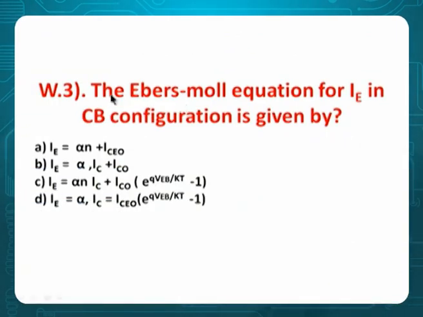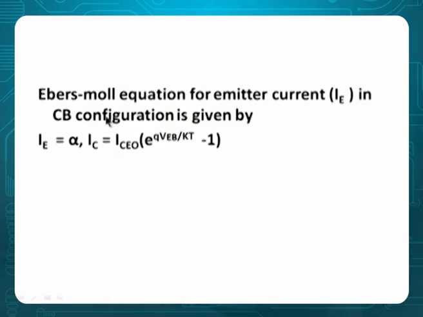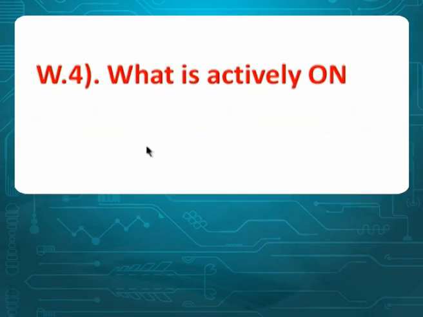Third one. The Ebers-Moll equation for IE in the CB configuration is given by... So if you see this equivalent model, the Ebers-Moll model, IE is alpha into IC. So ICO e power QVB by VT minus 1, because the value of VT is KT by Q, and this is the value there. Therefore, your option is D.